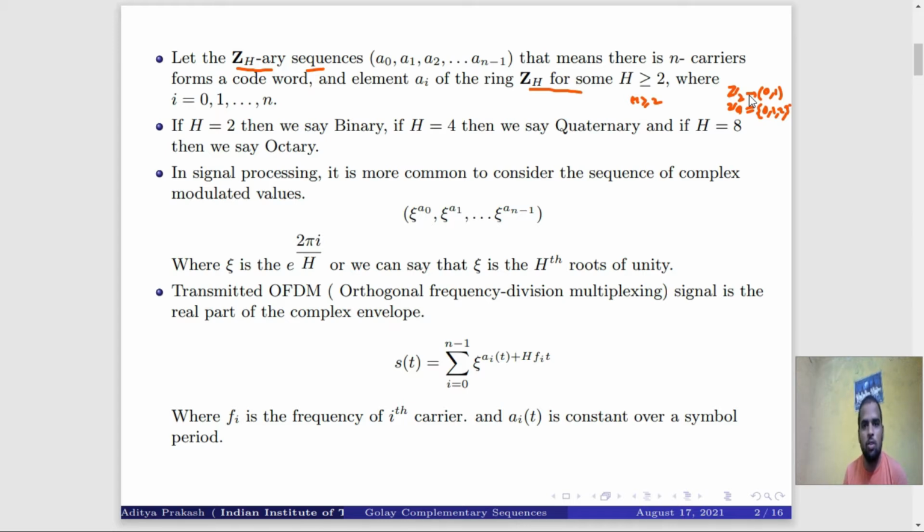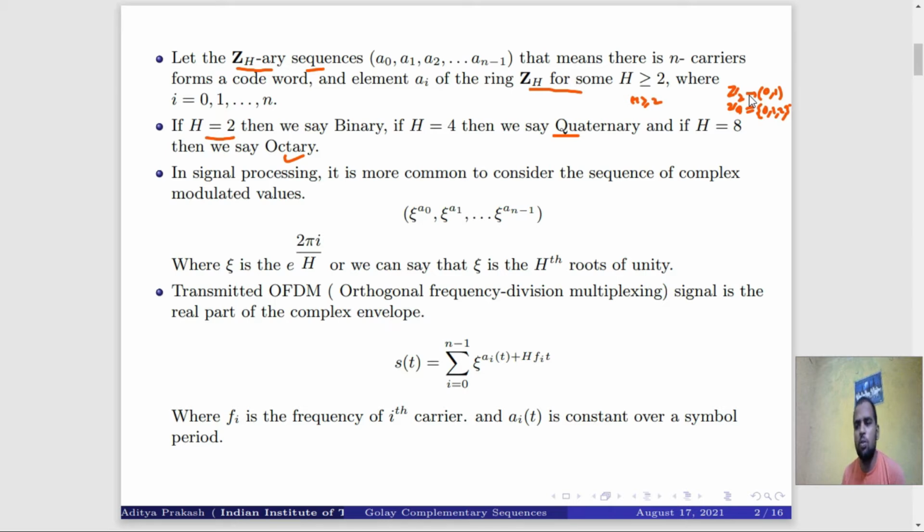That means in a ZH array sequence there are n elements, starting from a0 and going to a(n-1). That means there are n entries, each element ai belonging to the ring ZH. If h is equal to 2 it is called binary, if h is equal to 4 it is called quaternary, and if h is equal to 8 it is called octary.